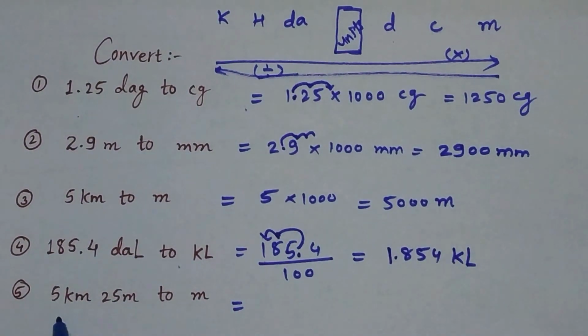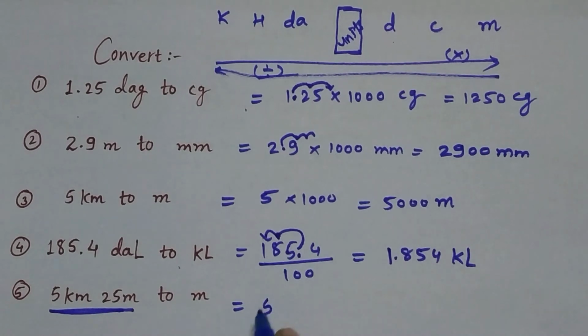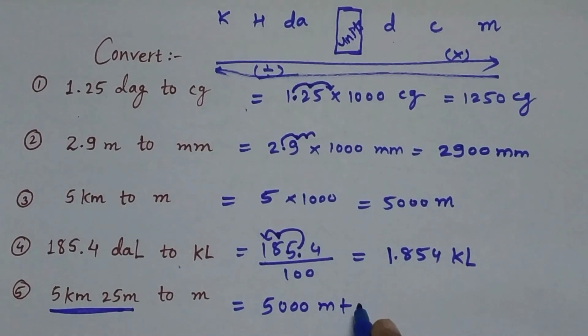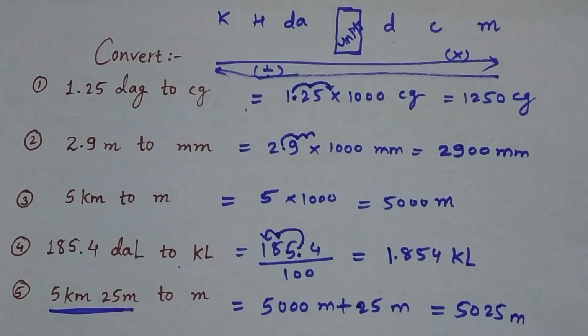Then you are having here 5 kilometer 25 meter to meter, means first of all this will be converted. 5 kilometer is nothing but 5000 meter plus this 25. So what you will get, 5025 meter.